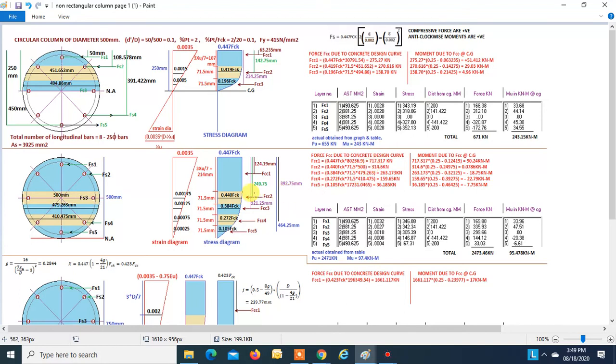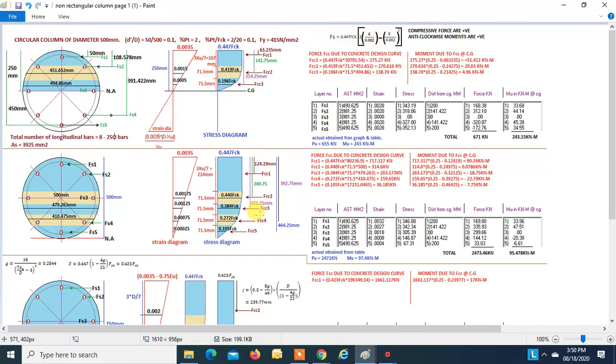Now again, our CG is at 250, this is 249.75. So this will give an anti-clockwise moment. That is equal to 314.6 into 0.25 minus 0.24975, that is equal to 0.0786 kilonewton meter as the moment. Both these moments are positive, and both these forces are positive. The forces are compressive, and the moments are anti-clockwise.